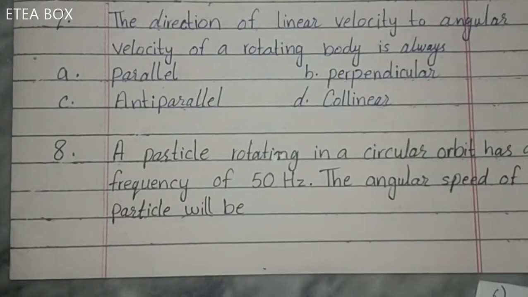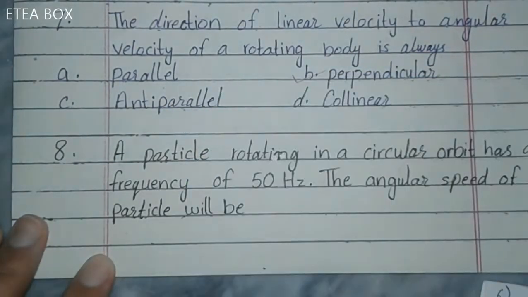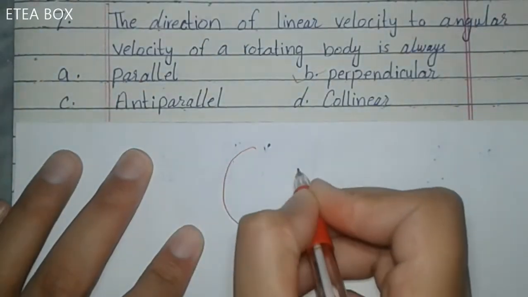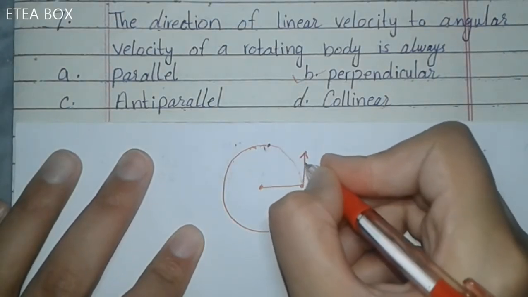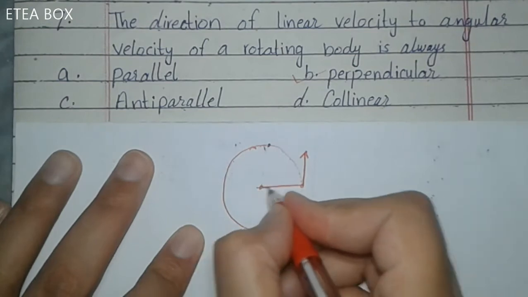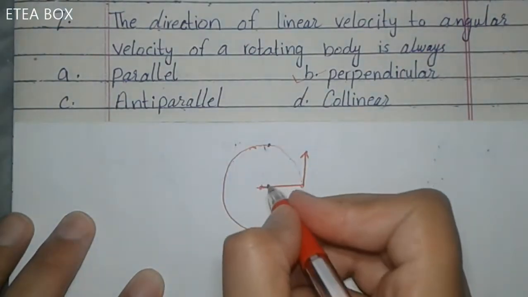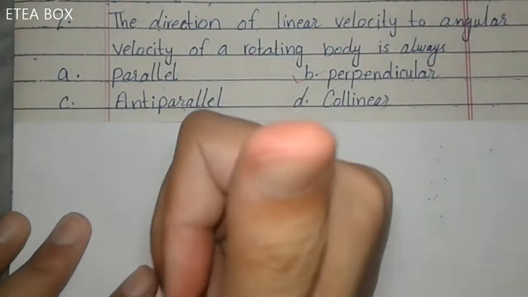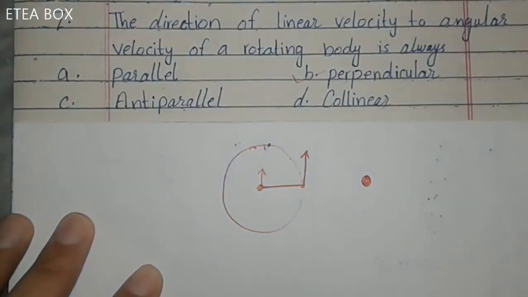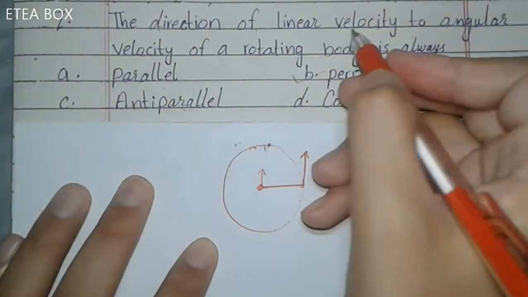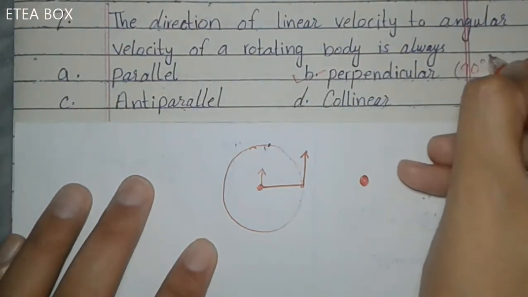Now next one. The direction of linear velocity to the angular velocity of a rotating body is always perpendicular. It's like, look here, it's a circle and its radius. Now the linear velocity is in that direction, and we know that we use the right hand thumb rule to find the direction of angular velocity. So the angular velocity will be like this. It will be out of the page. So what does it mean? That the angular velocity and the linear velocity will be perpendicular to each other. They will have a 90-degree angle.